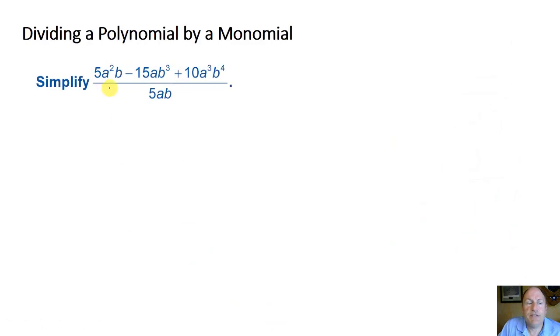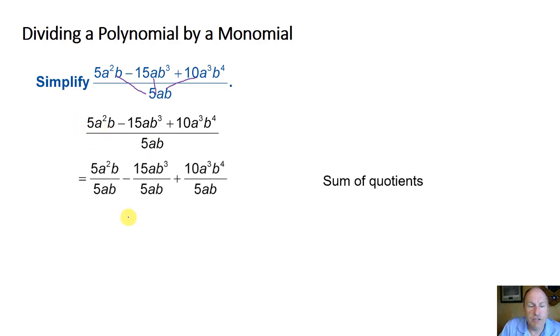Now, in a simpler case, if we're taking a polynomial and dividing it by just a monomial, we can actually take each of the terms one by one and divide them out. So if I have 5a squared b minus 15ab to the third plus 10a to the third b to the fourth, all divided by 5ab, I could actually use the division process that I just showed you, but another way is to just rewrite this as 3 separate terms, because after all, the 5ab is going into all of these.